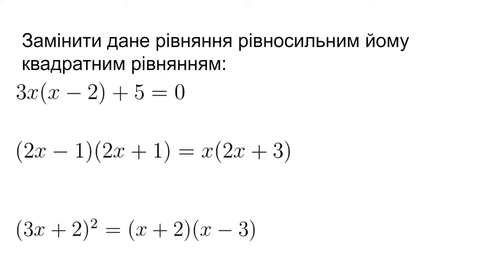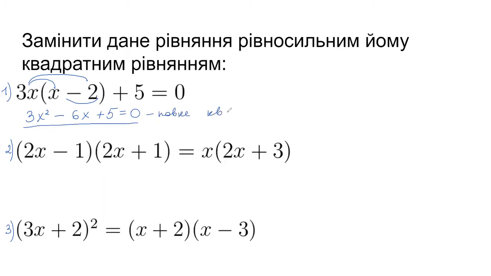So that means that b and c equal 0 here. So let's see the next example. We need to rewrite each of these equations as a quadratic equation. We have three equations here, so let's start with rewriting the first one. How to simplify the first one? You can multiply 3x by each of the monomials in parentheses. 3x times x would be 3x squared, and 3x times negative 2 would be negative 6x, and plus 5 equals 0. What will we get? We get a complete quadratic equation.